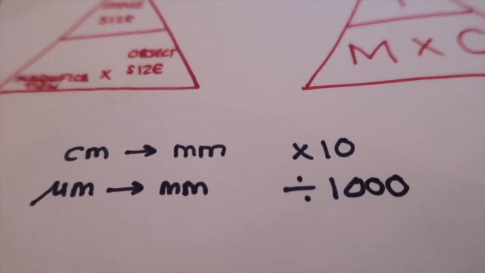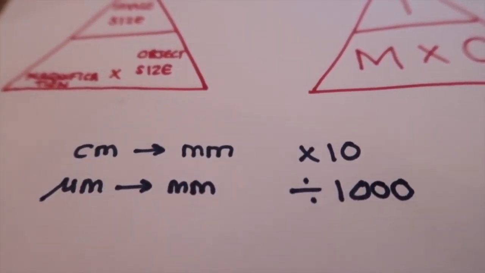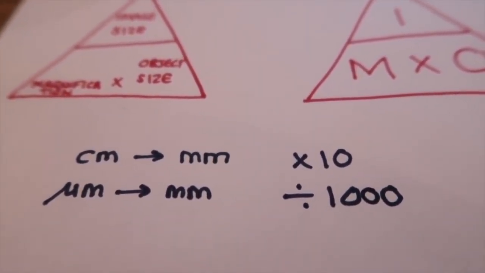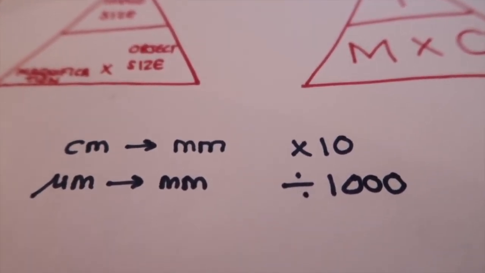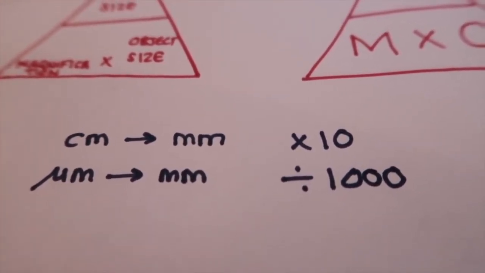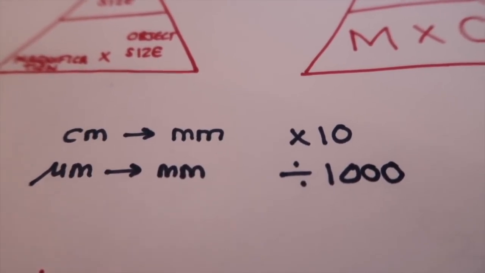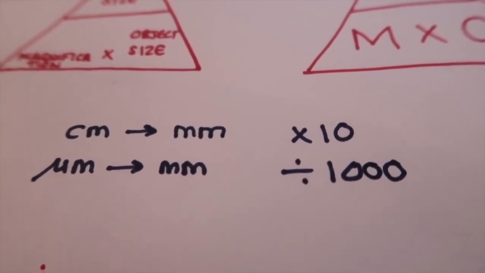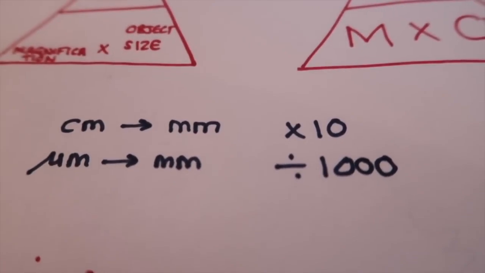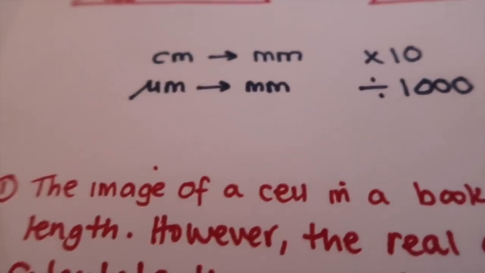Remember, when you're subbing in your numbers to the formula, you've got to use the same units, otherwise you'll mess up. So I recommend converting everything to millimeters. To do centimeters to millimeters, you take your number that's been given in centimeters and you times it by 10. If you've been given the number in micrometers, then you want to divide it by 1,000. I'll show you an example now.